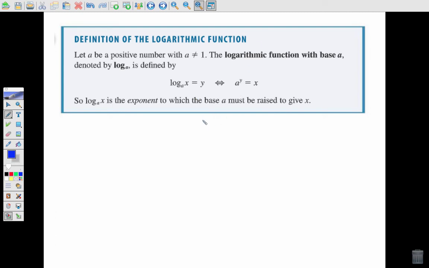So the basic definition is that a has to be positive and a cannot equal 1, just like when we talked about exponential functions. And here's the basic definition. Log base a of x equals y means that a to the y equals x. Okay, so we're going to use that definition to solve some log equations.